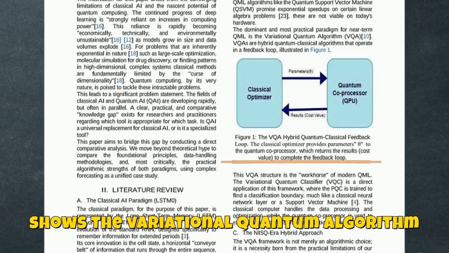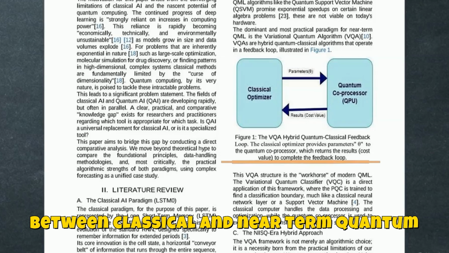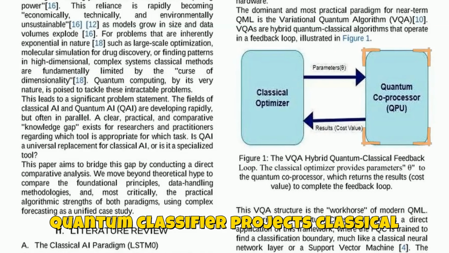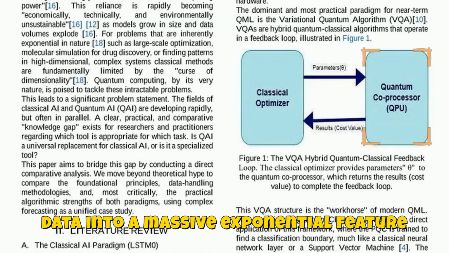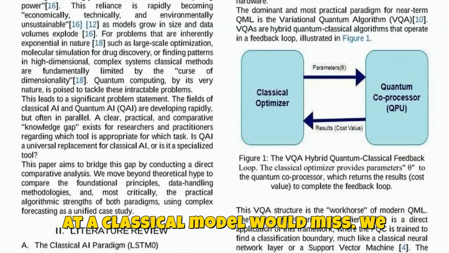This diagram shows the variational quantum algorithm framework, the most pragmatic bridge between classical and near-term quantum hardware. Inside this loop, a variational quantum classifier projects classical data into a massive exponential feature space, searching for hidden boundaries that a classical model would miss.